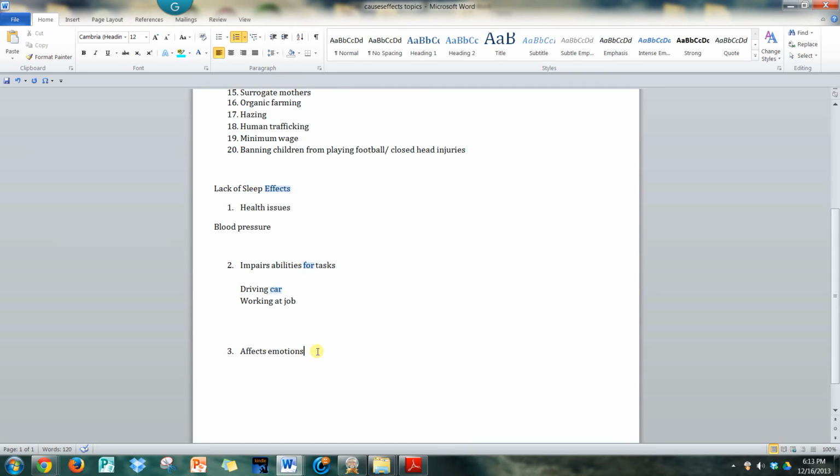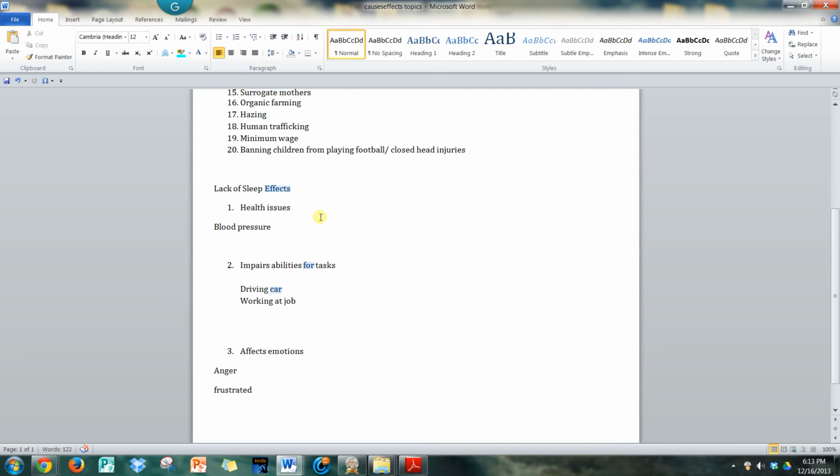Your emotions, you could talk about how maybe you're going to get more angry when you don't have enough sleep. You might get more frustrated. And you could brainstorm as many of these possible areas as you can under each of these. Don't underestimate this process. Really, if you spend more time in this process just brainstorming, your paragraph writing is going to be a whole lot easier.